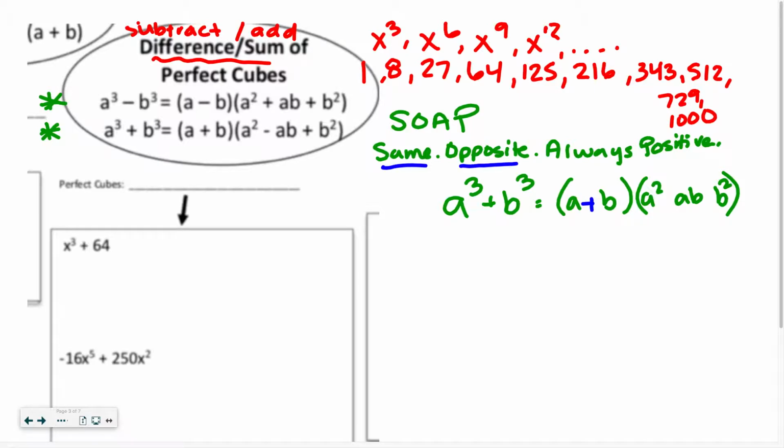Then the next one is the opposite. So in between A squared and AB is going to be a minus. And the last one is always positive. Never have to second guess it. It's going to be a plus.